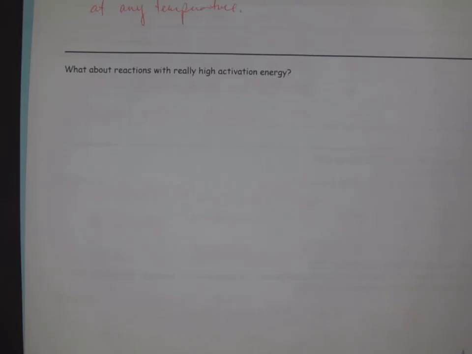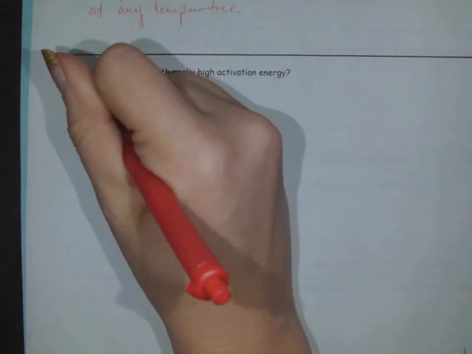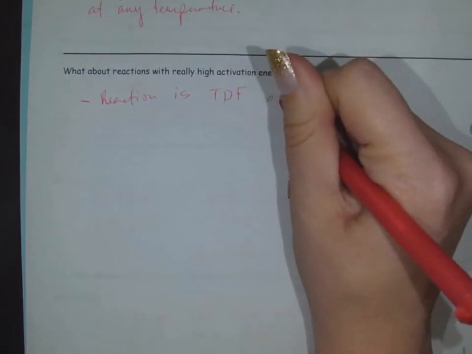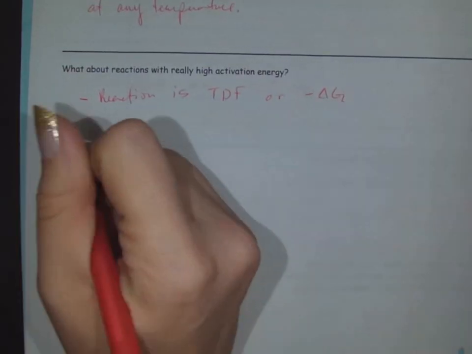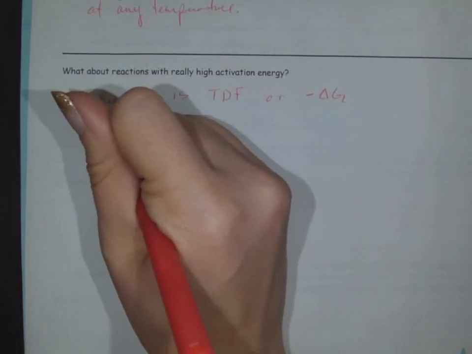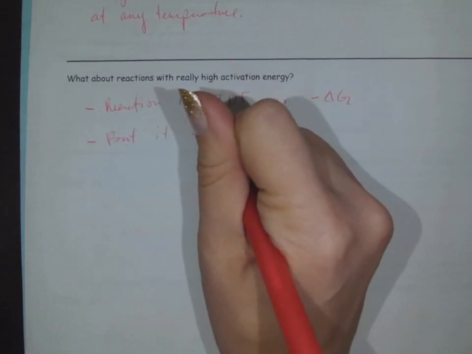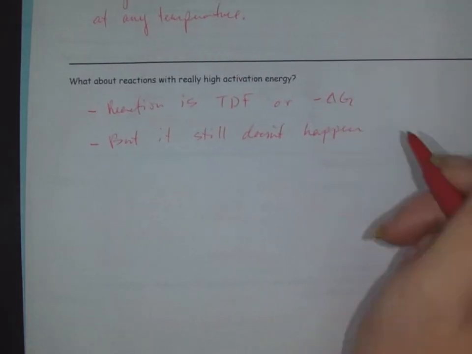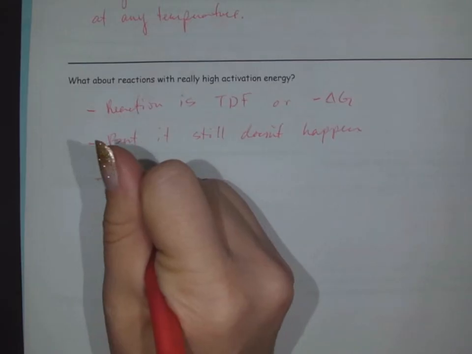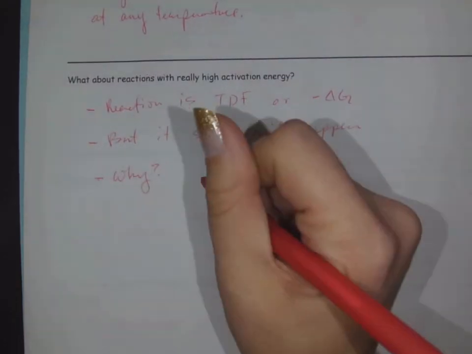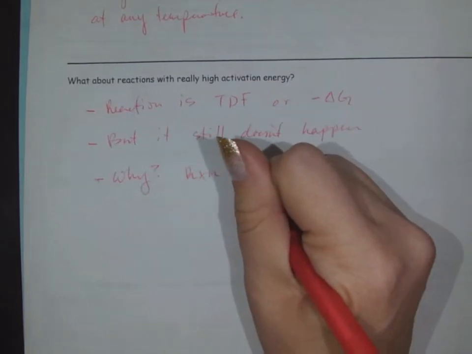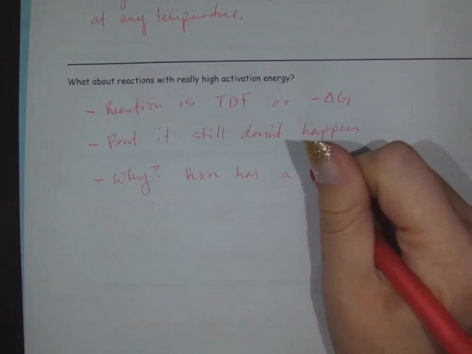So as far as AP chemistry questions go, they had to be really clear. They had to tell you that the reaction is thermodynamically favorable, or it has a negative delta G. And then they have to say, but it still doesn't happen. And then you explain, almost always, well, why might that be? And the answer is that the reaction has a high activation energy.